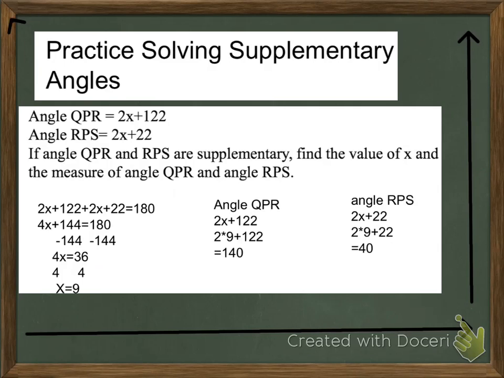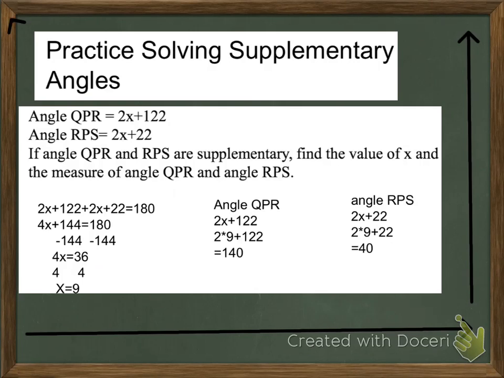So what you do is you put them as an equation. 2x plus 122 plus 2x plus 22 equals 180 degrees. 4x plus 144 equals 180. You subtract 144 on each side, so you get 36. For 4x equals 36, you divide by 4 on each side, and you get x equals 9.